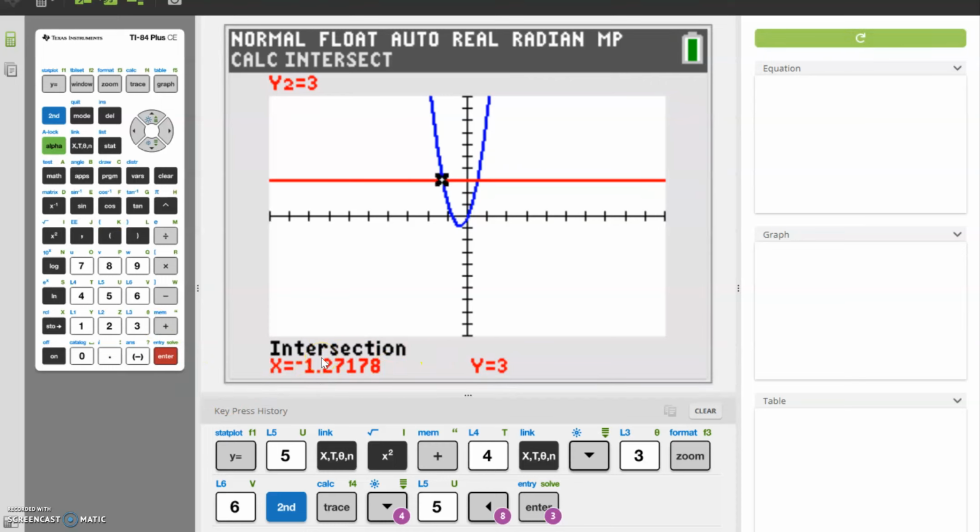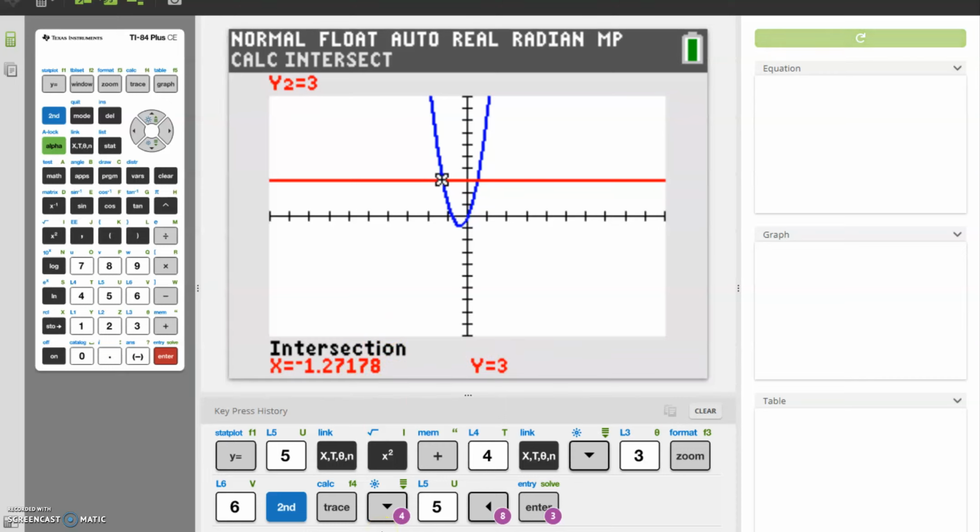It's going to be negative 1.27178. I'm interested in the x value because that's the variable that I'm solving for. Keep in mind, again, that this is an approximation. This decimal actually goes on forever, but your screen ran out of space, so it rounded and cut the decimal value that you see here. So maybe keep this written down on a sheet of paper near you.